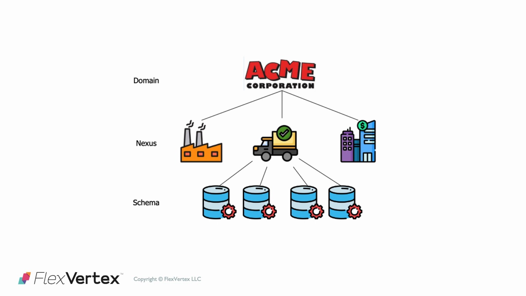In this diagram, you can see a single organization that is deploying a unified information hierarchy meant to service numerous applications, with nexuses at the departmental level. We're examining the schemas that exist under a single nexus, but you could obviously have them spread throughout your organization.